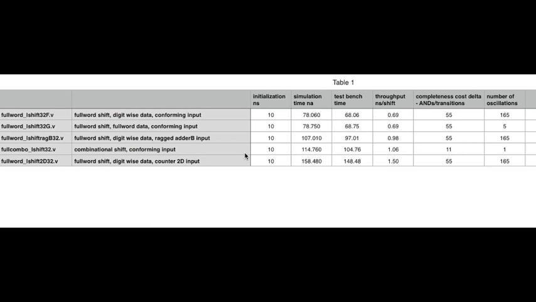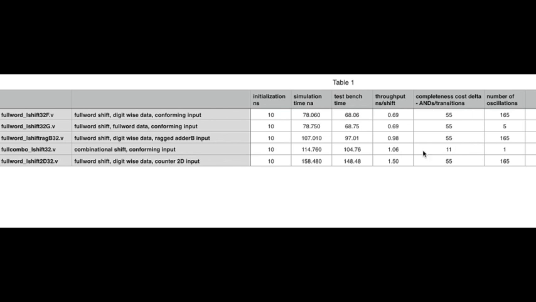This is a summary of the 5 simulations. This is how long the simulation took and how long the actual test bench took and how long each shift took in each simulation. So 0.69 nanoseconds for the fastest and 1.5 for the slowest, which was the shift presented with the 2D wavefronts. This is the shift presented with the ragged wavefronts, so it's kind of halfway in between. This is the full combinational shift.